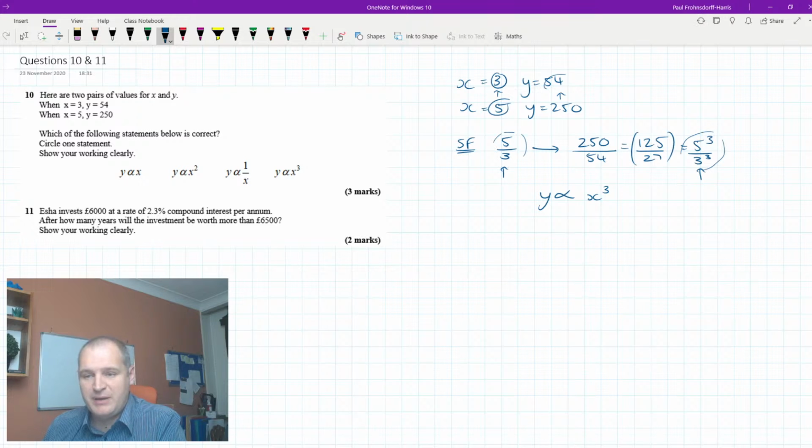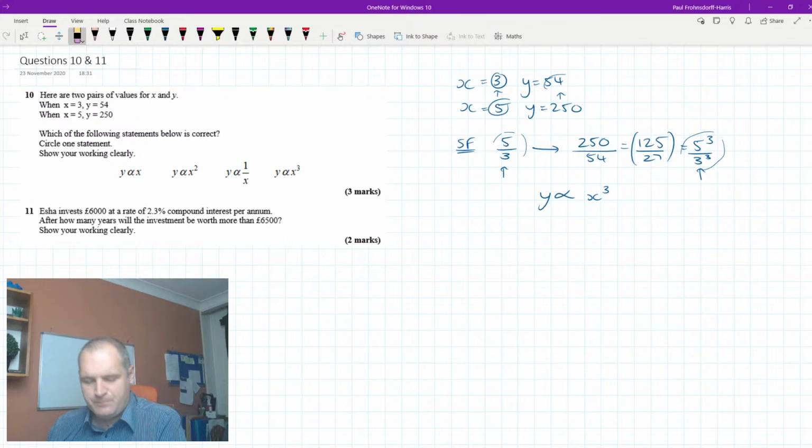If that number had been, for example, 25/9, it would be squared, but it's not, it's cubed. So we're looking for the comparative numbers. How has x changed? How has y changed? How can we use that to work out which one of the statements is correct?